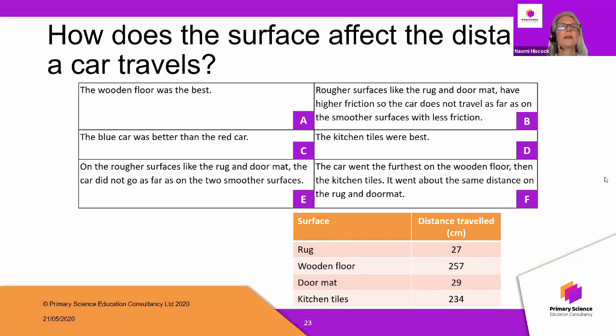So this is going back to an investigation where we're changing the different surfaces and rolling a car across the surface. I'd like you to look at those 6 possible conclusions, and can you put them in order with the worst one first and the best one last? I'll give you a couple of minutes to think about that. Do try and post something for me.